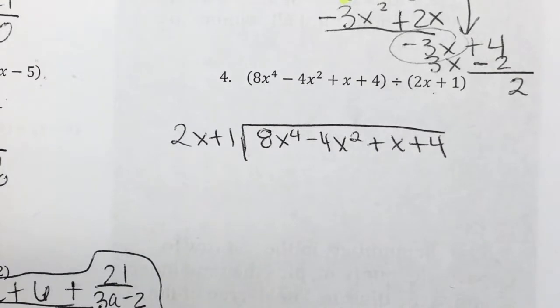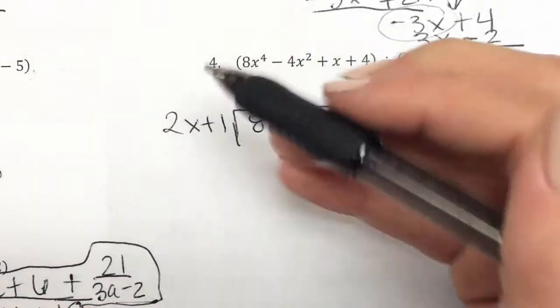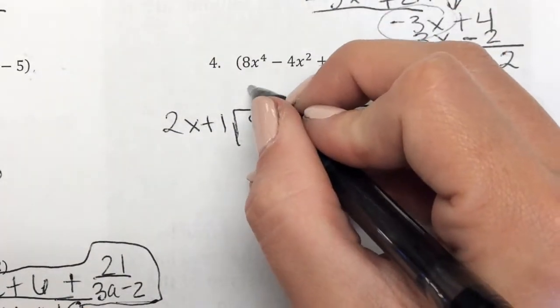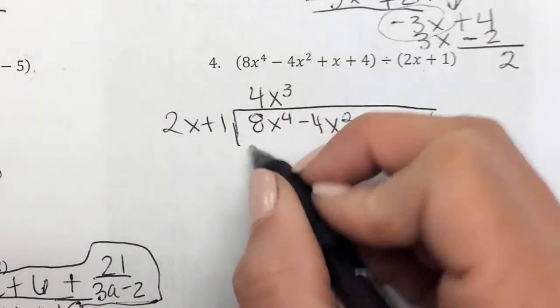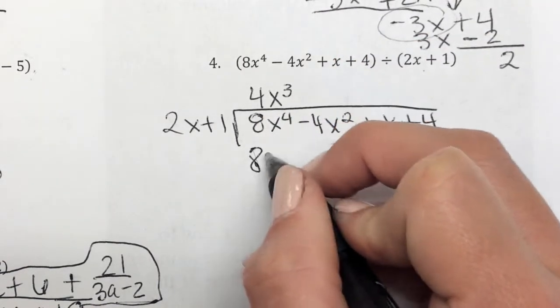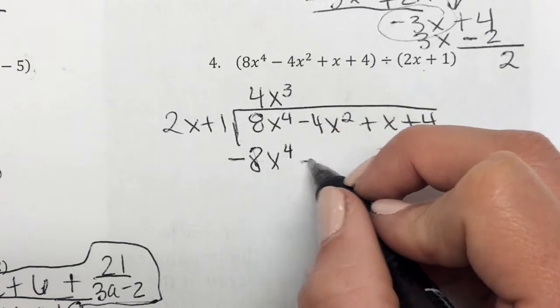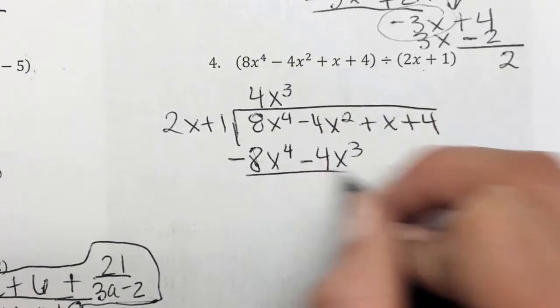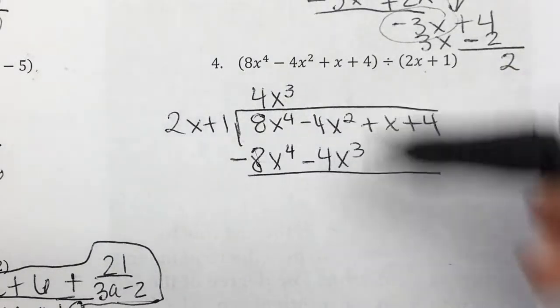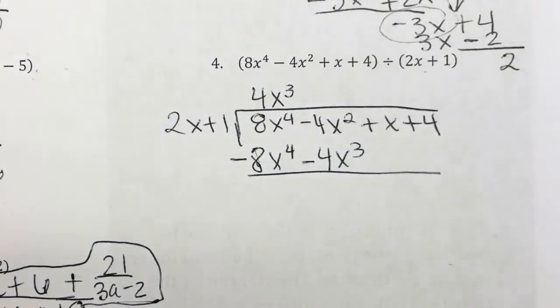Nothing's changed. The first thing we need to do is multiply it by what? 4x cubed. That'll make what underneath? Good. Negative 8x to the 4th. Yes. So here's what threw y'all off. Because can we subtract these? Because they have different what? So we just write it just like we see it.